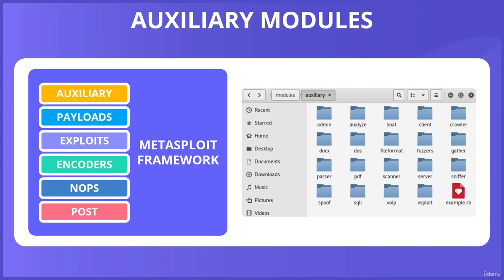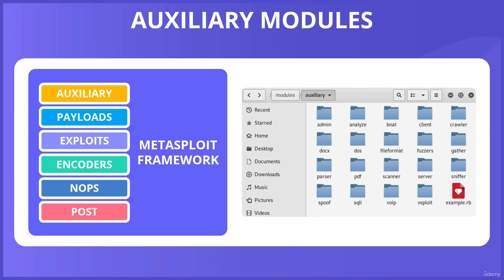As I created this course, there are over 1,000 auxiliary modules spread across 19 categories in the Metasploit framework. This screenshot shows various categories of the auxiliary modules present in the Metasploit framework. Now, I'm just giving you an idea of how deep it is. I don't need you to get overwhelmed by the number of auxiliary modules present in the Metasploit framework.